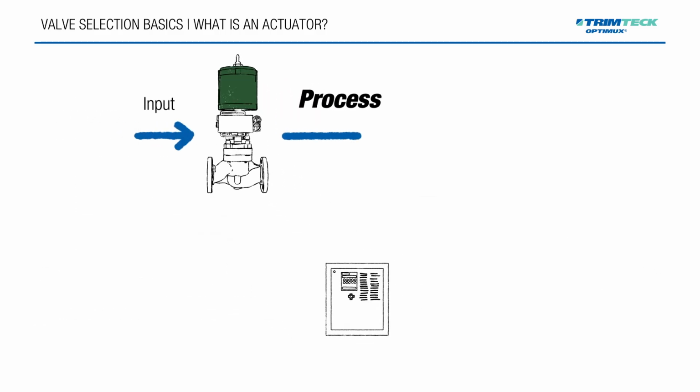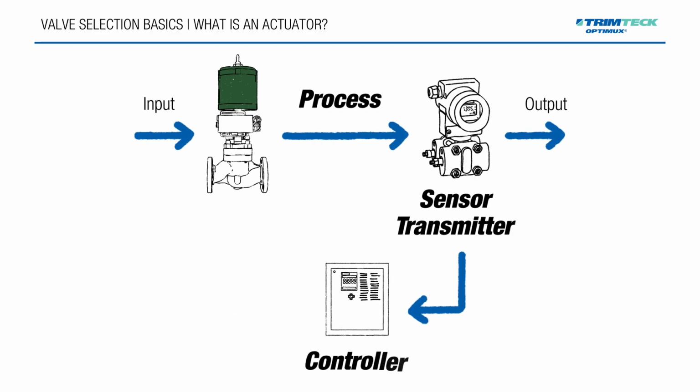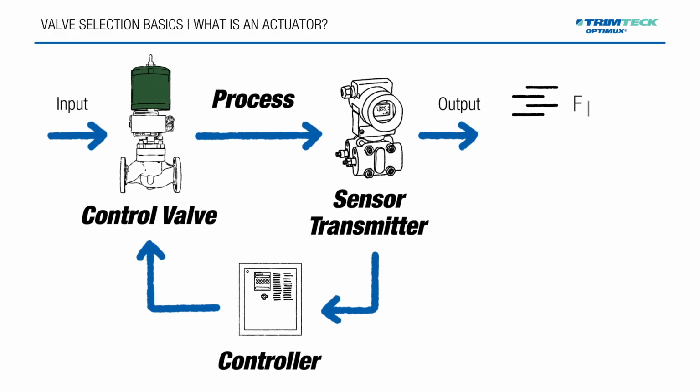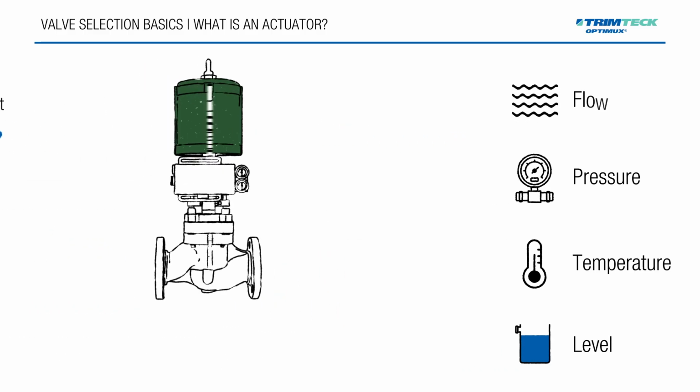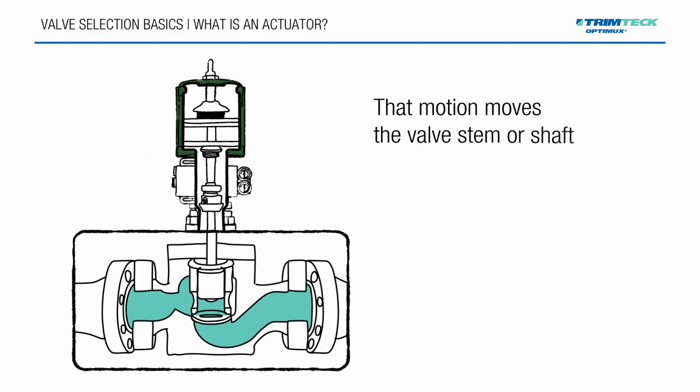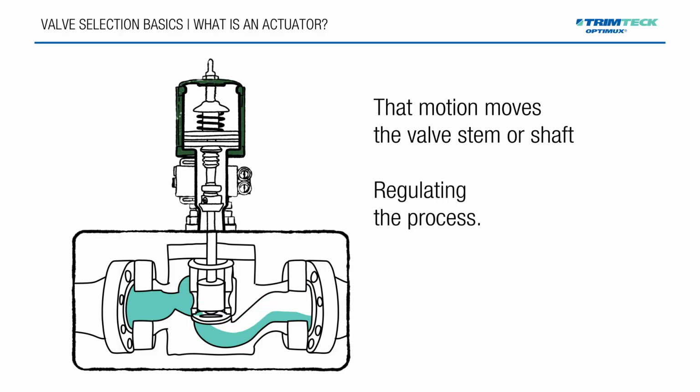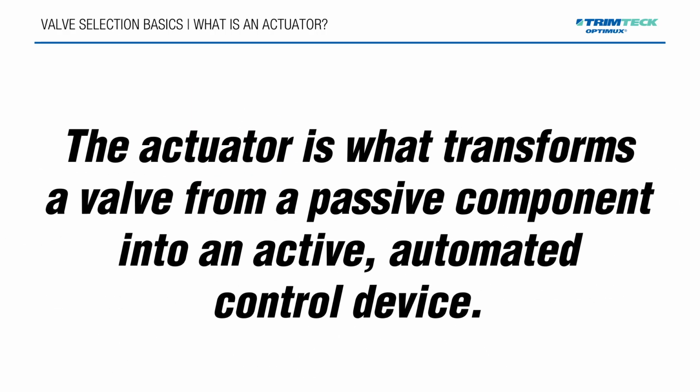In a control loop, the controller sends a signal based on process conditions like flow, pressure, temperature, or level, and the actuator converts that signal into mechanical motion. That motion moves the valve stem or shaft, changing the position of the internal flow controlling element and regulating the process. In simple terms, the actuator is what transforms a valve from a passive component into an active, automated control device.